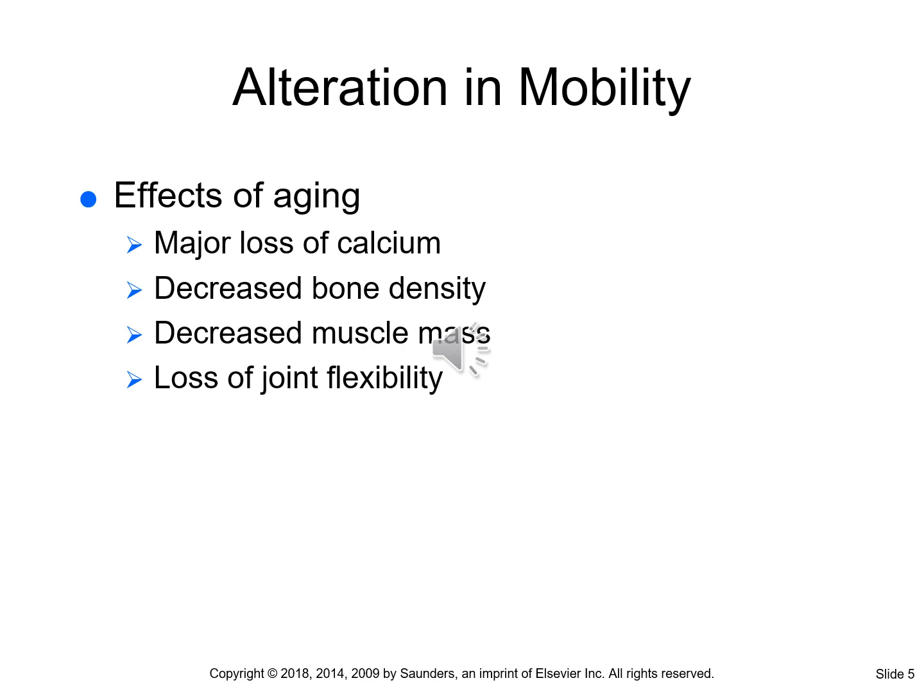Okay, so let's start talking about mobility and aging. As you begin to age, you might have some loss of calcium, some decrease in your bone density, decreased muscle mass, loss of joint flexibility. These things can increase your risk for falls because of weakness or whatnot. So we've got to put some things in place to prevent falls.